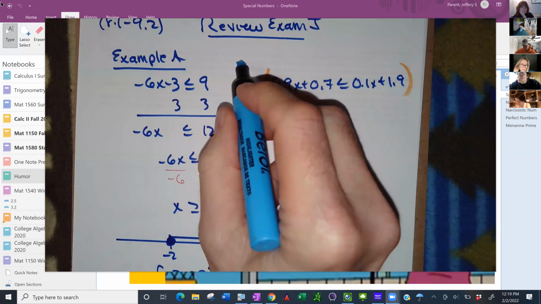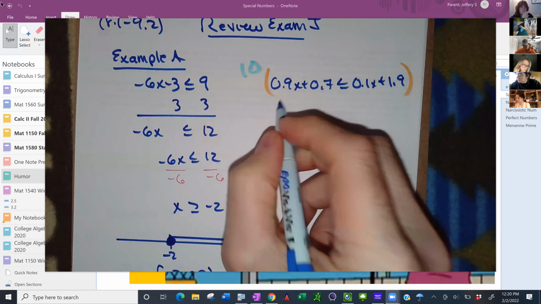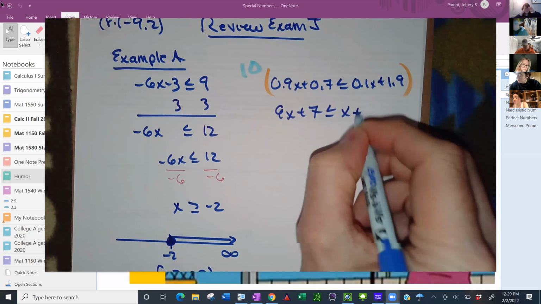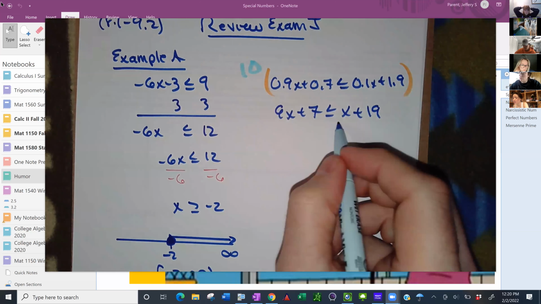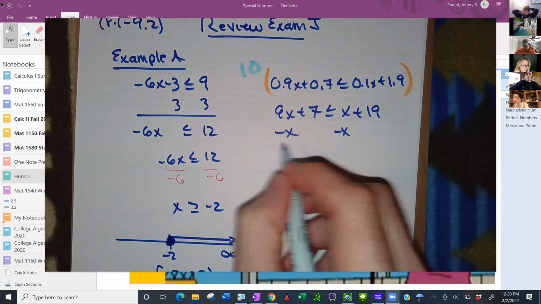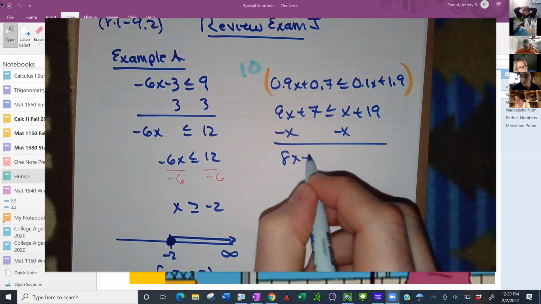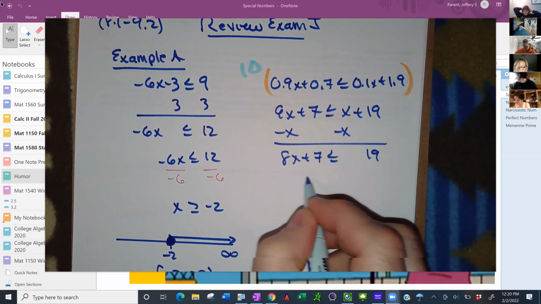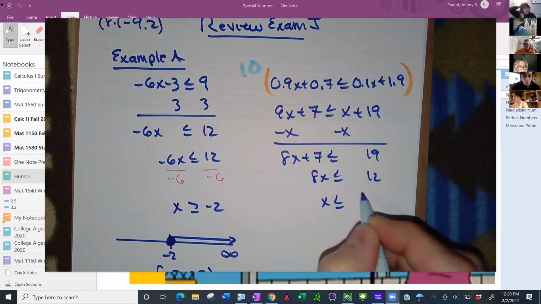10. Perfect. So if I multiply everything by 10, then it's going to give me 9x plus 7 is less than or equal to x plus 19. Let's see. I'll subtract x from both sides and get 8x plus 7 is less than or equal to 19. 8x is less than or equal to 12. x is less than or equal to 12 over 8.